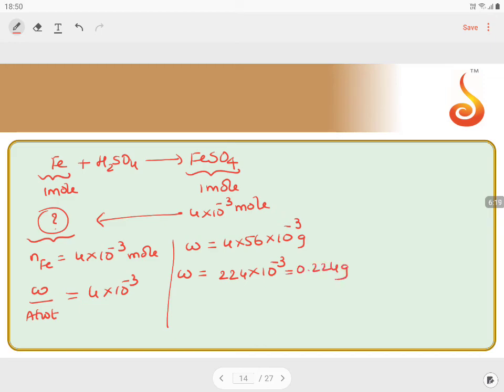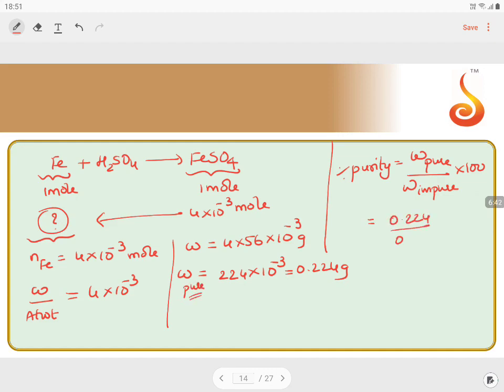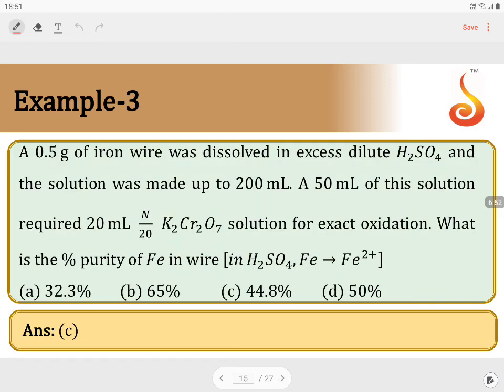Now let us come to the purity. Percentage purity equals weight of the pure sample by weight of the impure sample, into 100. The pure weight we got is 0.224. The impure sample taken is 0.5. So 0.224 by 0.5 into 100 equals 44.8 percent, which is option C. So the answer is option C.